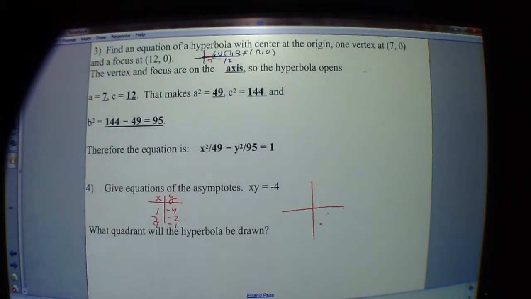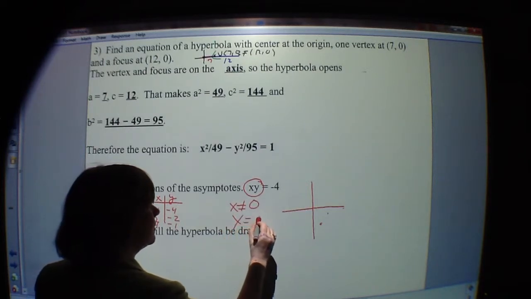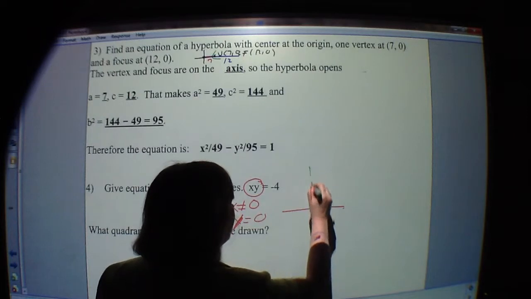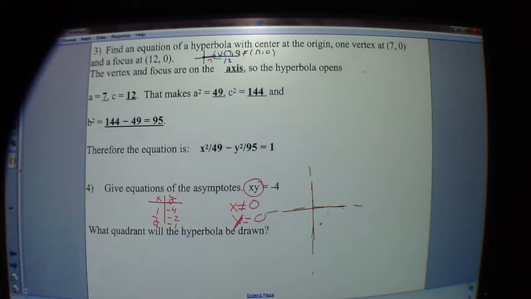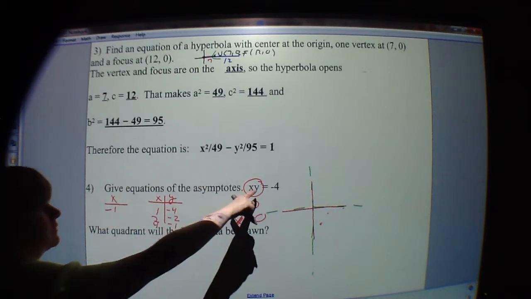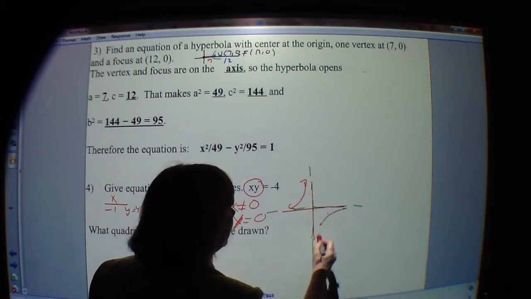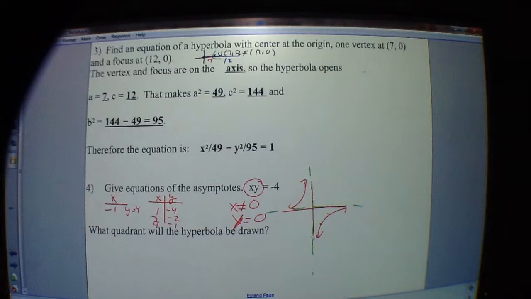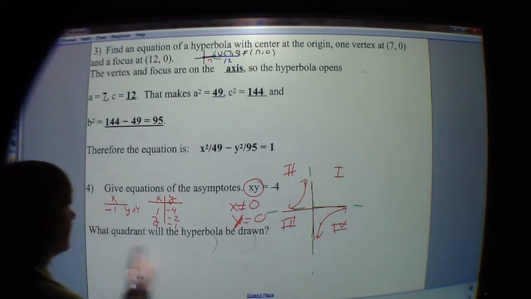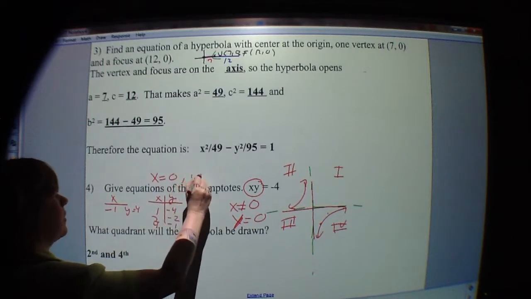You could pick smaller numbers, but what number can't you pick here? I hope you can see that x cannot equal 0, and y also cannot equal 0. So my asymptotes would be the axes: x equals 0, y equals 0. What if I picked x equal to negative 1? Then I get y equal to 4, so (-1, 4) might be here. It looks something like this graph, in quadrants 2 and 4, the second and the fourth. Equations of the asymptotes: x equals 0, y equals 0.